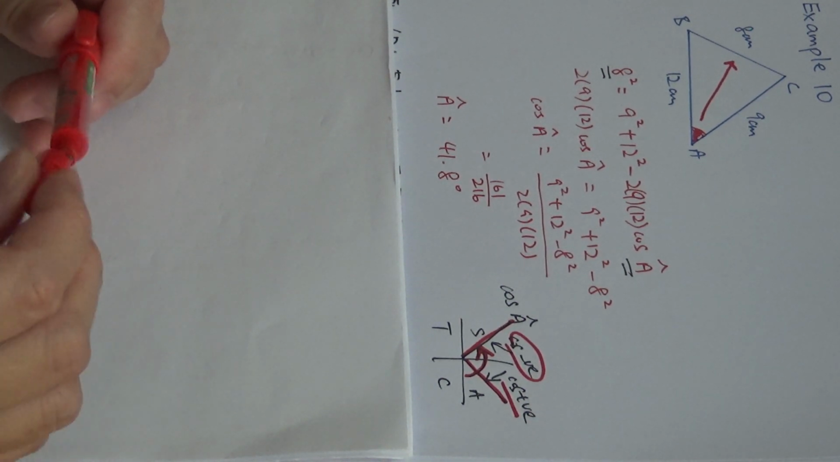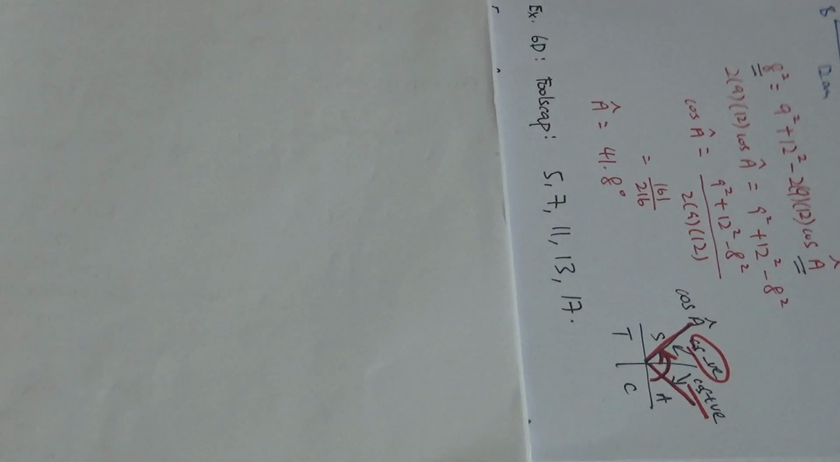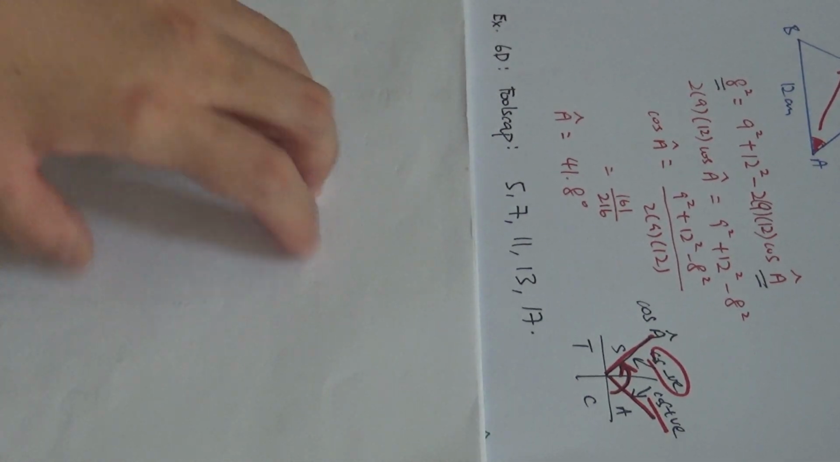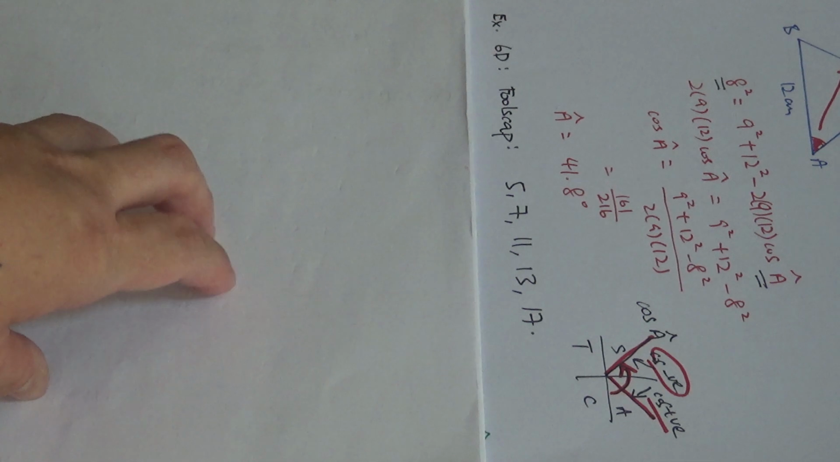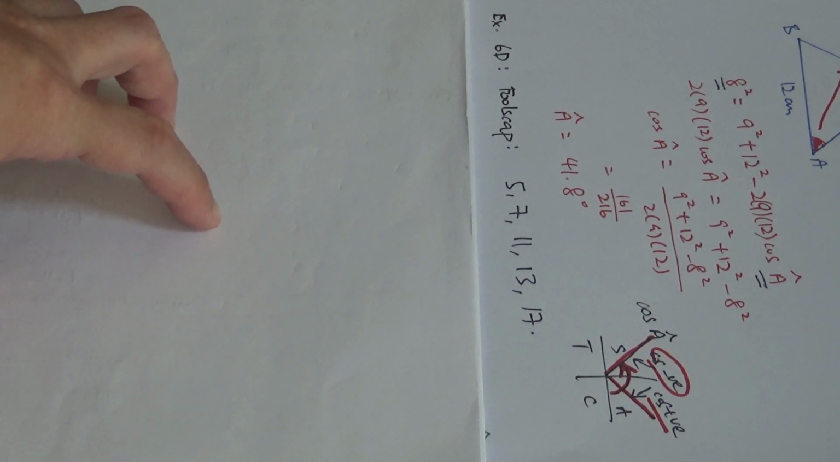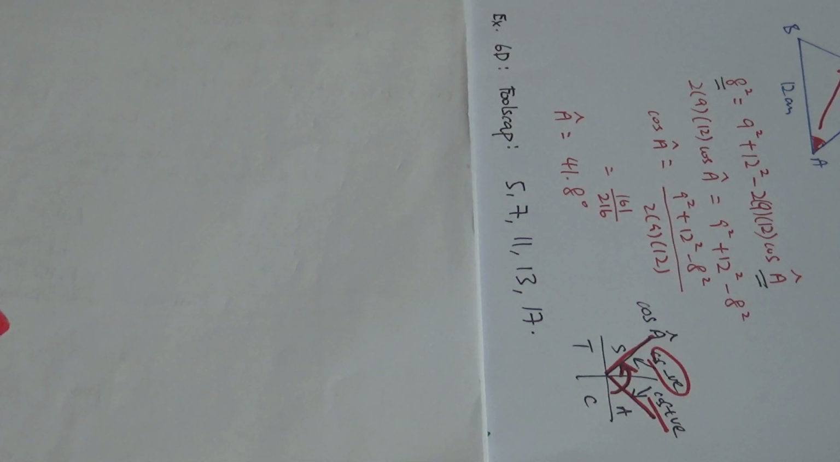Alright, now next, I'm going to give you the homework that is on exercise 6D, and this time round there are only 5 questions to be done on the foolscap paper, and please check the next section only after you have done your homework.